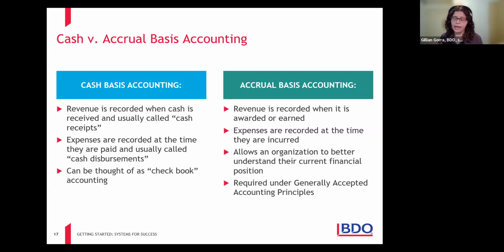Accrual basis accounting, I have this here because it is required under something called generally accepted accounting principles. Now, when you get to a certain size organization, budget size, you are going to be required to put out financial statements according to GAAP, generally accepted accounting principles, and you will need to be accounting in the accrual basis. So this is something we want to be thinking about, even if we're starting off in a cash basis.